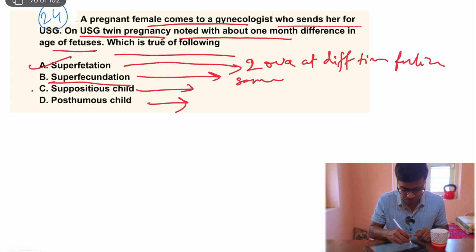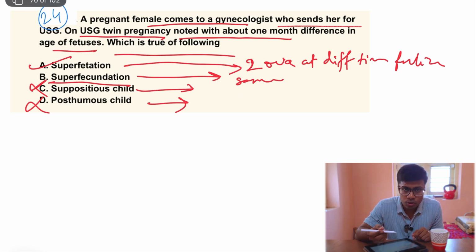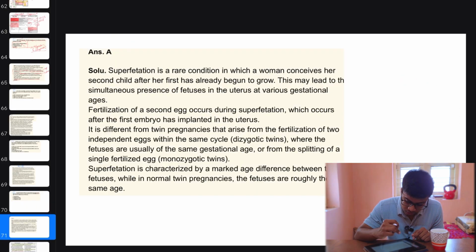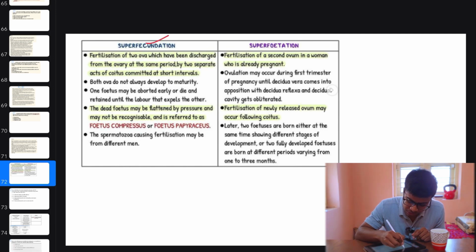Suppositious, it's a fictitious pregnancy, it's not this. And posthumous, it's a child from another lineage that they falsely pretend is their own, like others' child, they make their own child, that stuff happens in posthumous. So explanation for this is here. You should read it. Apart from that, basic is the superfecundation definition.